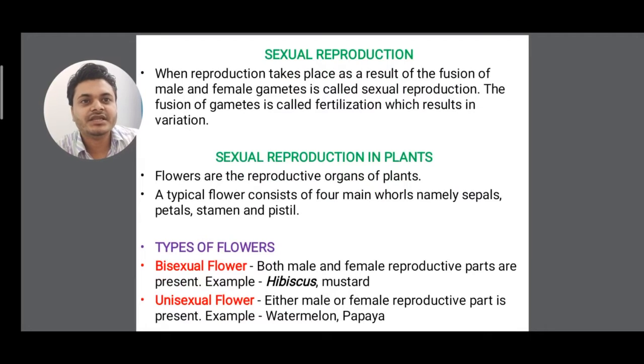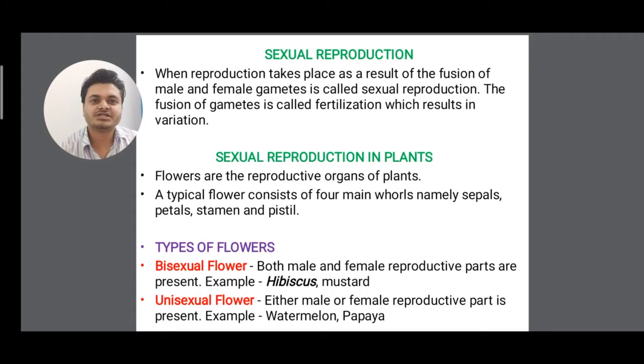So let's start. Sexual reproduction. See, when reproduction takes place as a result of the fusion of male and female gametes, it is called sexual reproduction. That means a male gamete fuses with the female gamete. Clear? And the fusion of gametes is called fertilization, which results in variation.